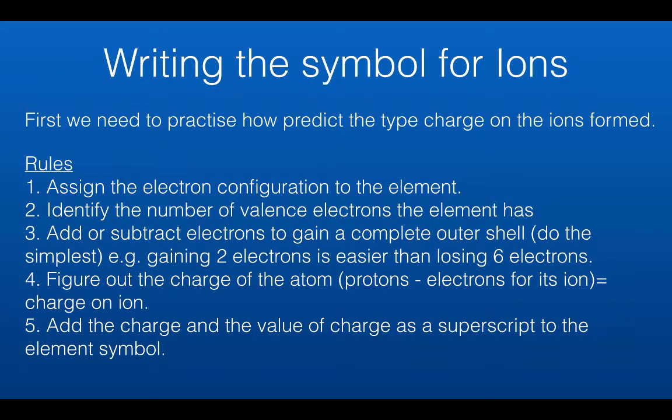4, figure out the charge on the ion. It's protons minus the electrons for its ion. This equals the charge on the ion. For 5, add the charge and the value of the charge as a superscript to the element.